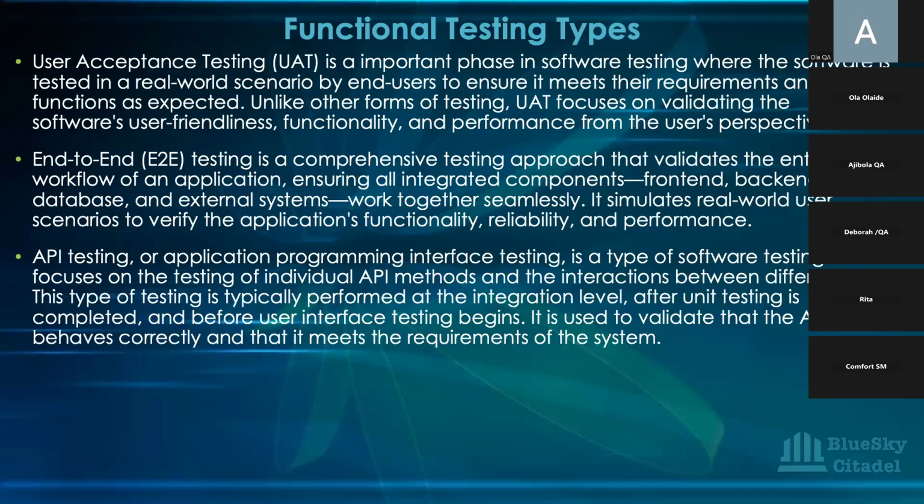Unlike other forms of testing, UAT really focuses on validating the software's user friendliness, the functionality, and the performance from the user perspective. So our goal is really UAT, but like I said, UAT is mainly done by the BA here in the Blue Sky. But generally speaking, there are different programs that, like now, you could outsource it to an external tester. Maybe you pay them per hour. So different organizations have different ways of achieving user acceptance testing.